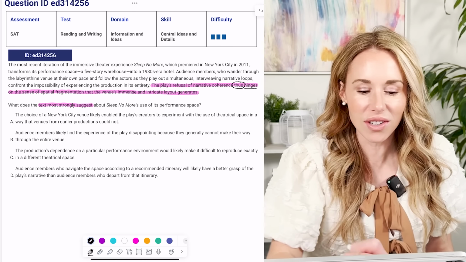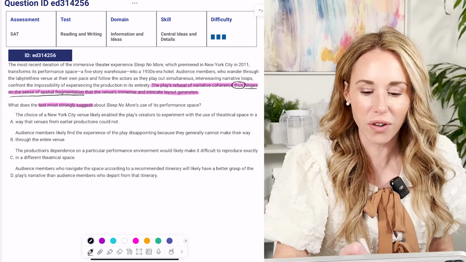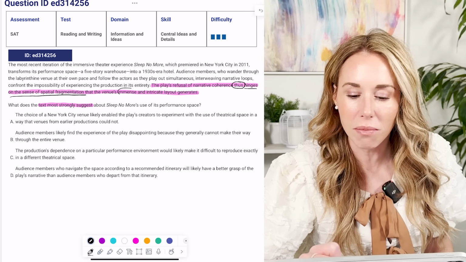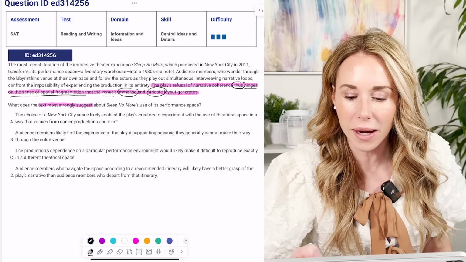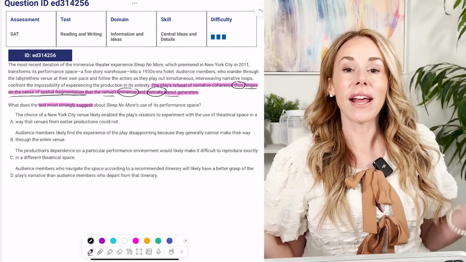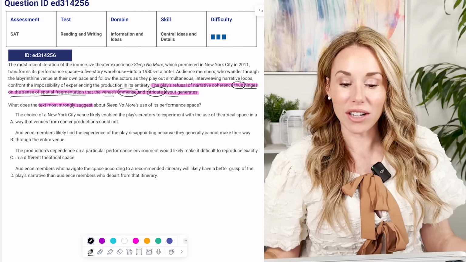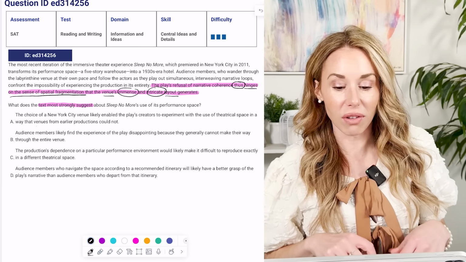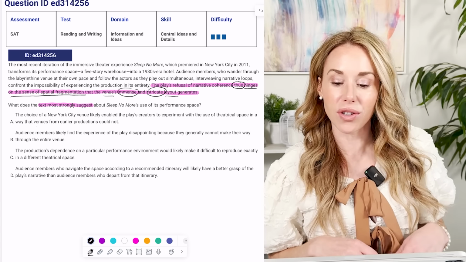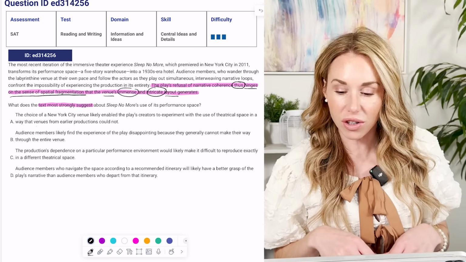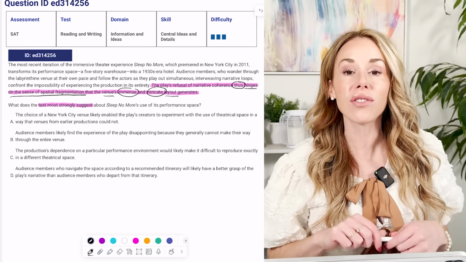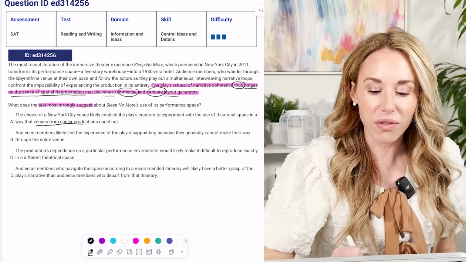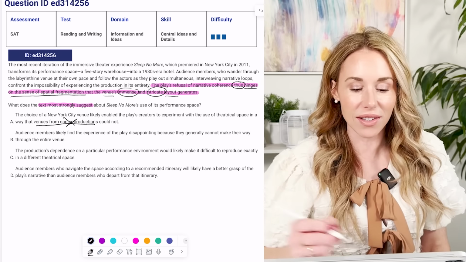It says it hinges on the sense of spatial fragmentation. And then they basically describe the venue as immense and intricate. Okay. So I'm going to go through my answer choices and try to find a match to that. A says the choice of a New York City venue likely enabled the play's creators to experiment with the use of theatrical space in a way that venues from earlier productions could not. Well, first of all, they're not comparing it to venues from earlier productions in the last sentence, so that's a no.